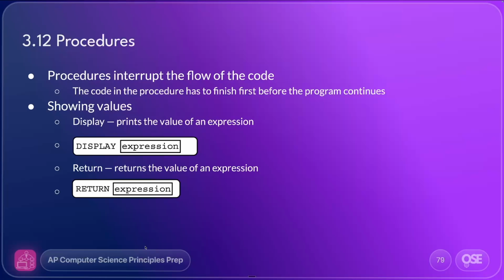Procedures interrupt the flow of the code, and the code in the procedures has to finish before the program continues. How do they show values? Well, they use the display statement, which prints the value of an expression. So that will be like print in Python, and return, that returns the value of an expression.